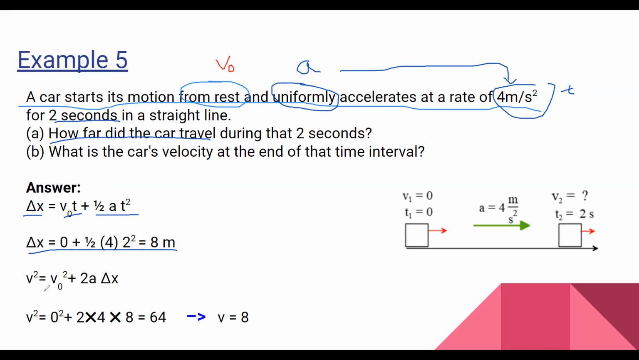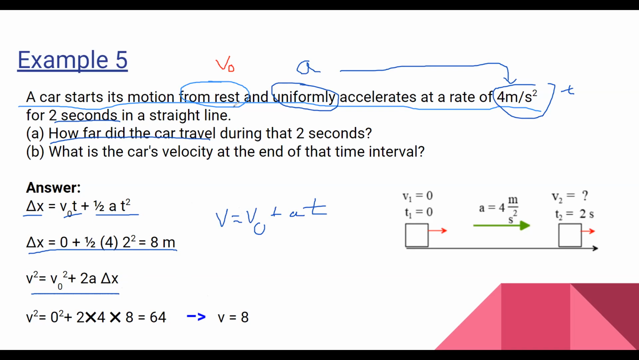One way you could do it is to use the fourth kinematic equation. So you would use V final squared is equal to V0 squared plus 2A delta X. You can also use the first one, which is way easier. So you would just use V is equal to V0 plus AT. Because once you solve part A, you already know all 4 variables.